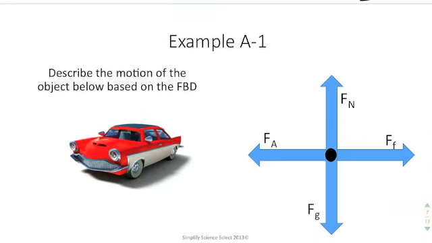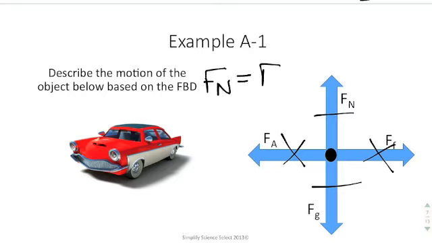So we have an example. It says, describe the motion of the object based on the free body diagram. So you look at the free body diagram, and you could get a ruler out, or you can just kind of eyeball it. But it looks to me like the applied force is equal to the frictional force. So those two are going to cancel each other out. And it looks to me like the normal force is equal to the gravitational force. So what I can say is Fn equals Fg. Since one is up and one is down, they cancel each other out and there's nothing left.